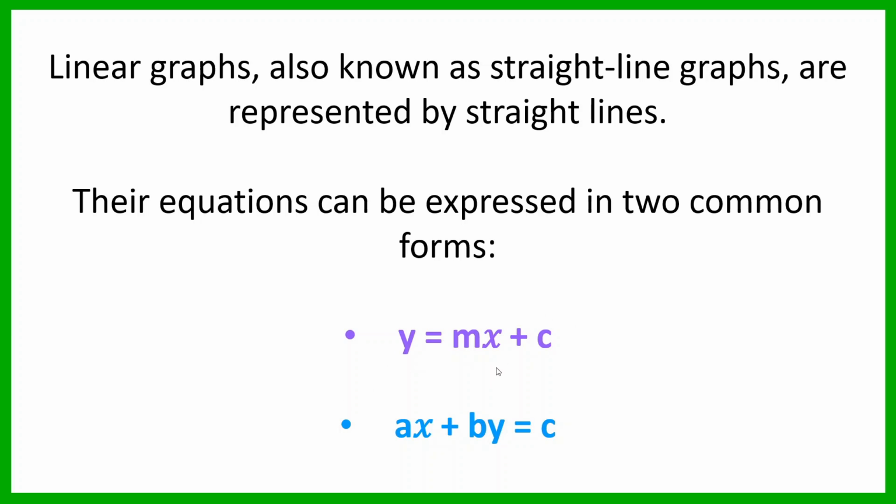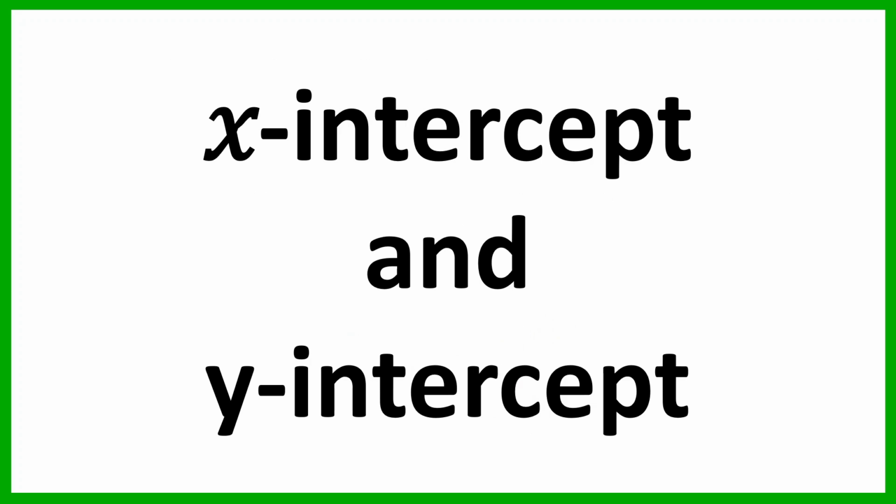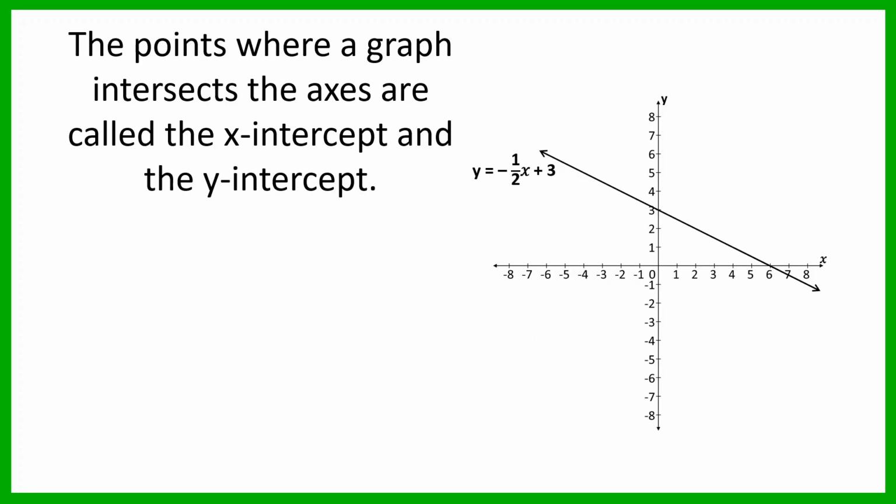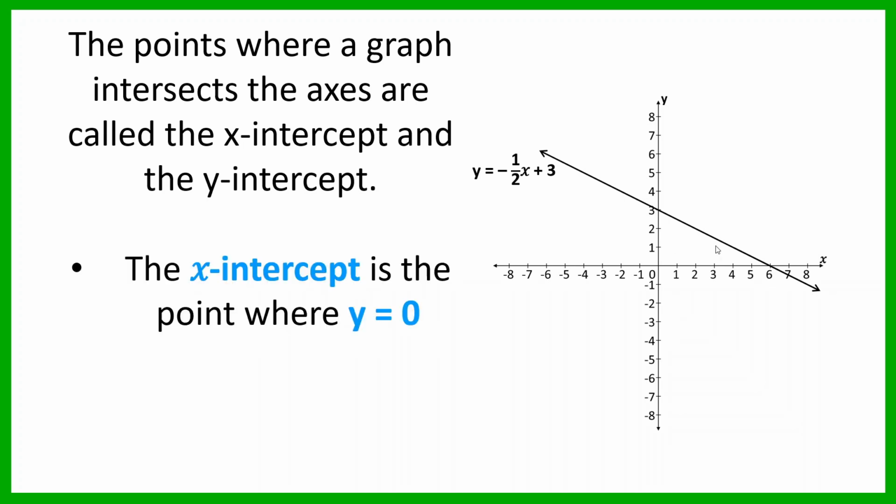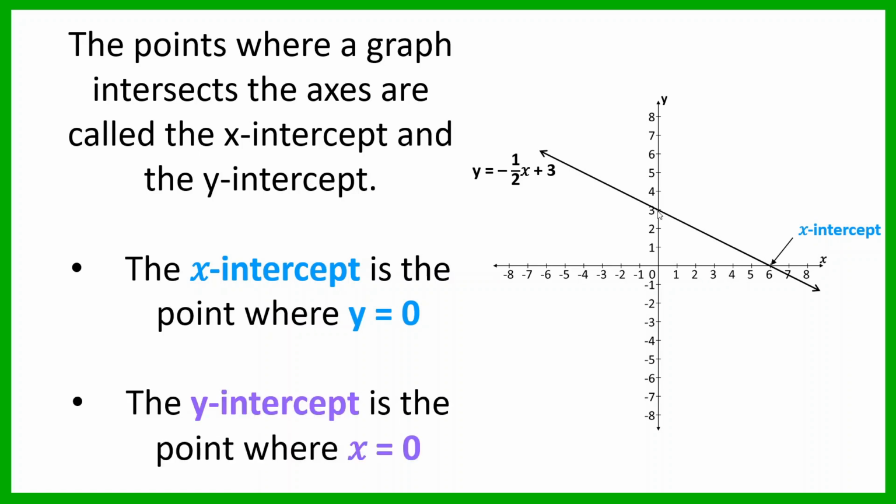Most linear graphs have two important points called the x-intercept and the y-intercept. These are the points where the graph intersects the axes. First, we have the x-intercept, which is the point where the graph intersects the x-axis, and it is the point where y is equal to 0, because everywhere along the x-axis, the y value is always going to be 0. Then we have the y-intercept, which is the point where the graph intersects the y-axis, and it is the point where x is equal to 0, because everywhere along the y-axis, the x value will always be 0.